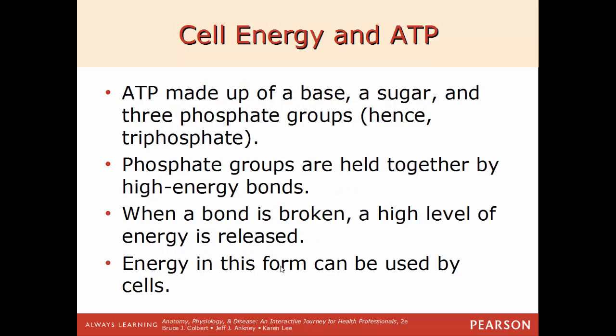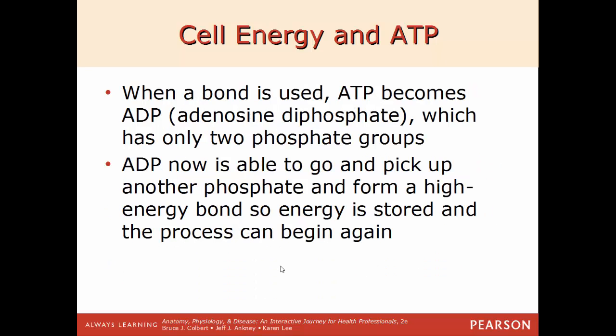Now ATP is made up of a base, a sugar, and 3 phosphate groups. That's why it's called a triphosphate. Now the phosphate groups are held together by very high energy bonds, and when those bonds are broken, you get a very large release of energy. That's how cells get their energy from this compound, by breaking those bonds. Now when that bond gets used, ATP becomes adenosine diphosphate because you have 2 phosphate groups. So with 3, and then breaking a bond, you only have 2 left. So that's why it's ADP. Now that compound, ADP, is free to go travel and pick up another phosphate to become ATP once again.